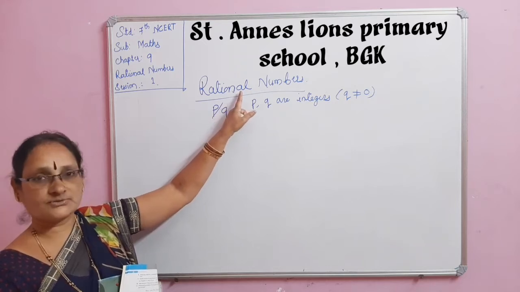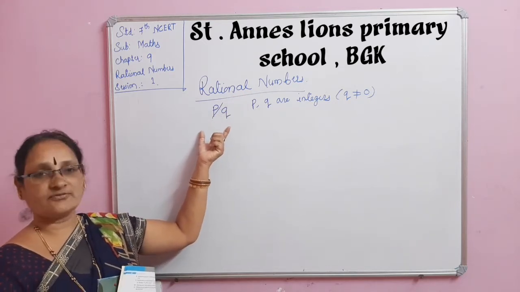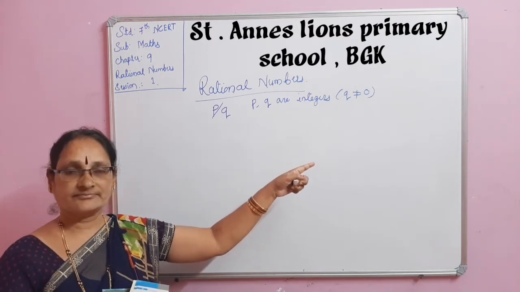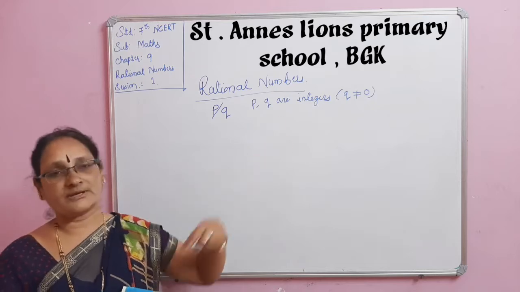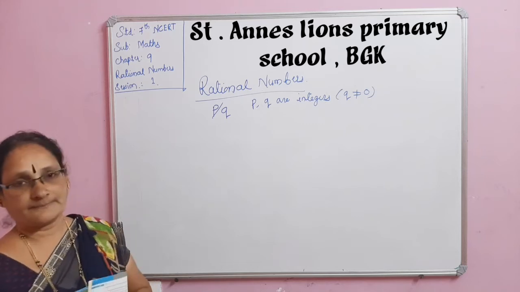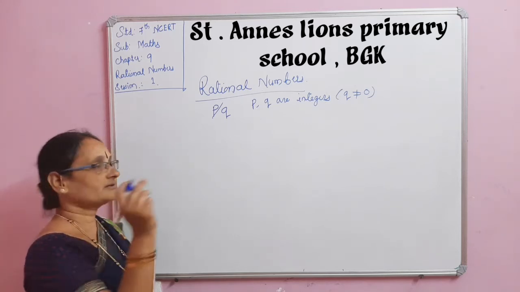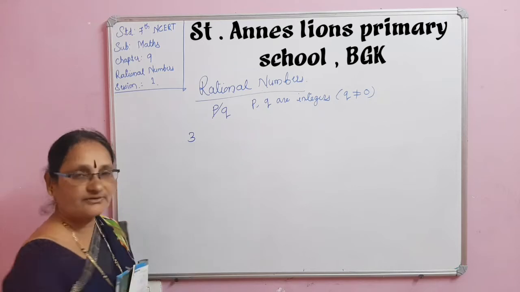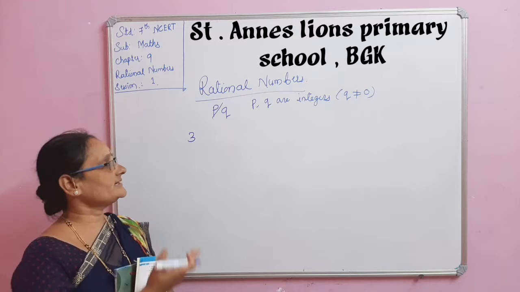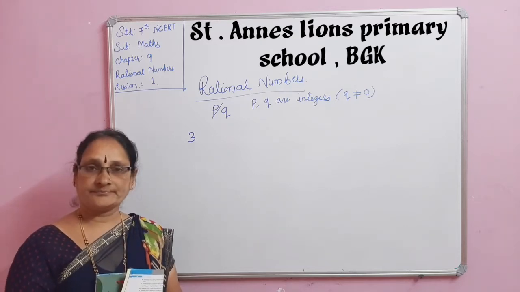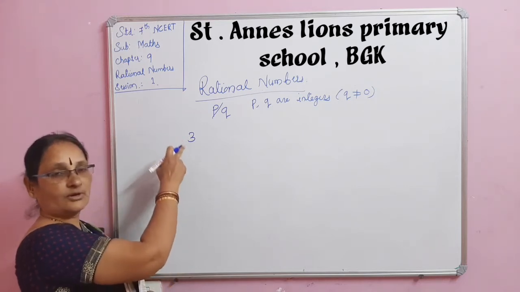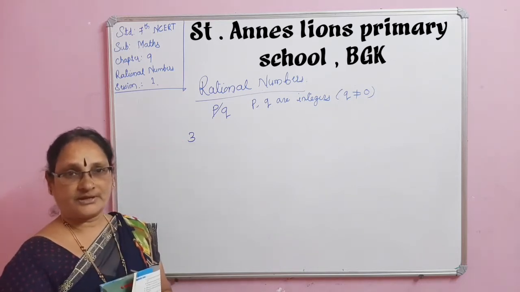Rational numbers are those which can be expressed in the form of p by q, where p and q are integers, and q must not be equal to 0. What does it mean? Let me take one number, 3. What kind of number is it? It is an integer, or you may say it is a whole number also. It is a positive integer, a whole number, a natural number.